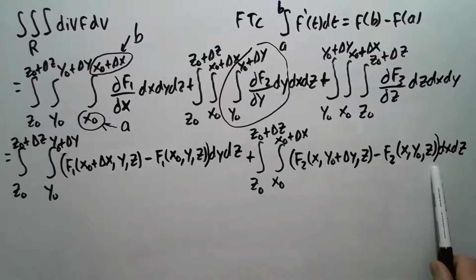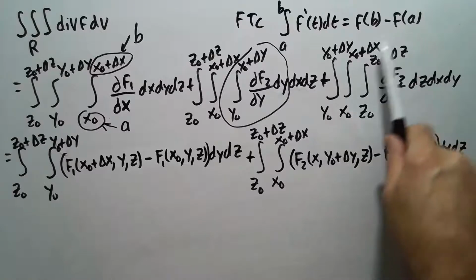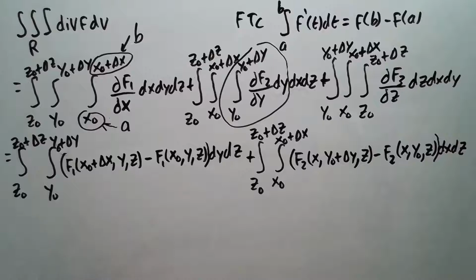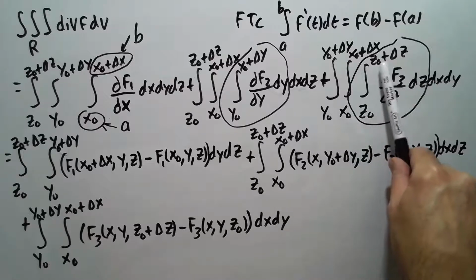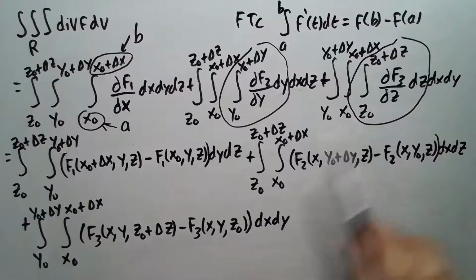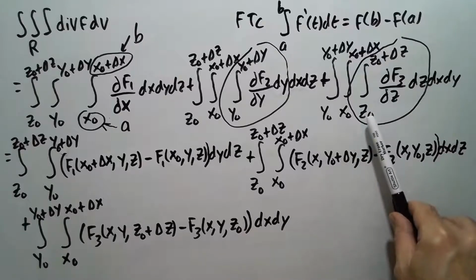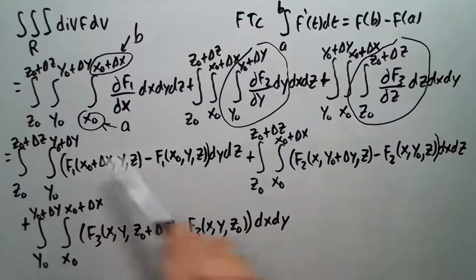And lastly, let's apply the FTC to this one here. So let me write the answer over here. Okay, so applying the FTC to this last guy, it's going to be f3 of x, y, then in place of z, put in z0 plus delta z, minus f3 of x, y, and in place of z, put in z0. So we get these three triple integrals. And if you compare this to what we got from doing the surface integral of f over our faces, you can see, I'll let you verify, it's the same.